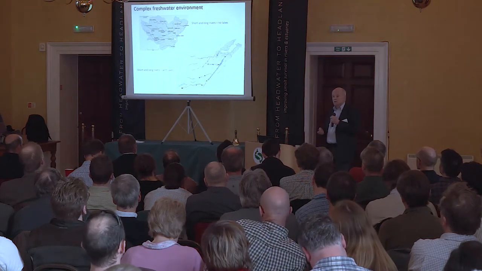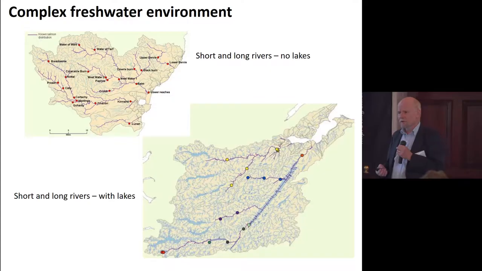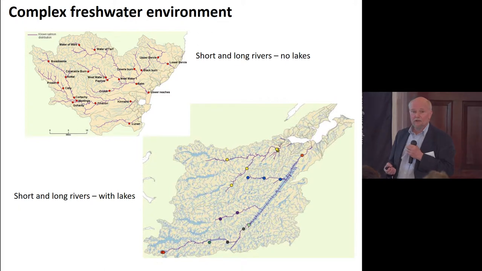Then look at your river systems. Everybody tends to work on one river system and then you assume that, well, all river systems are more or less like that. But what we have is short rivers, we have long rivers, we have short rivers with lakes, we have long rivers with lakes, maybe one lake, or if you're the Ness system, and you're in the upper Garry part of the Ness, you could have to go through four lakes and one of the biggest lakes in the UK.